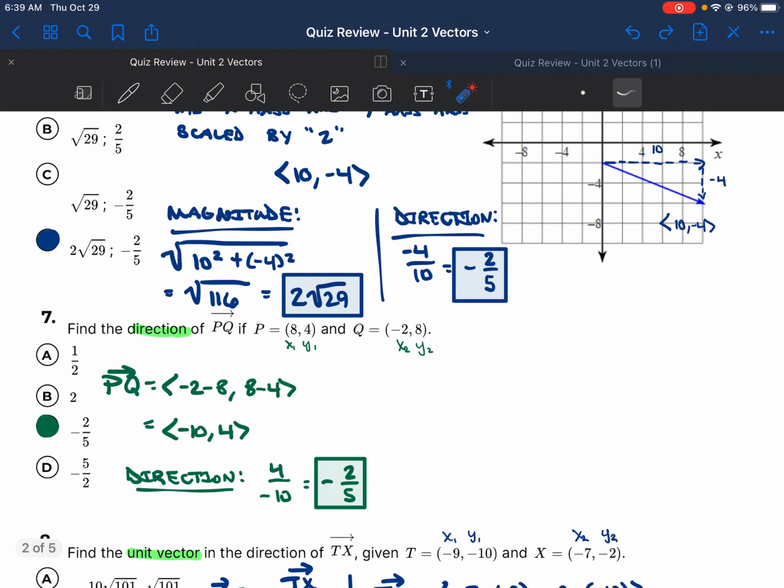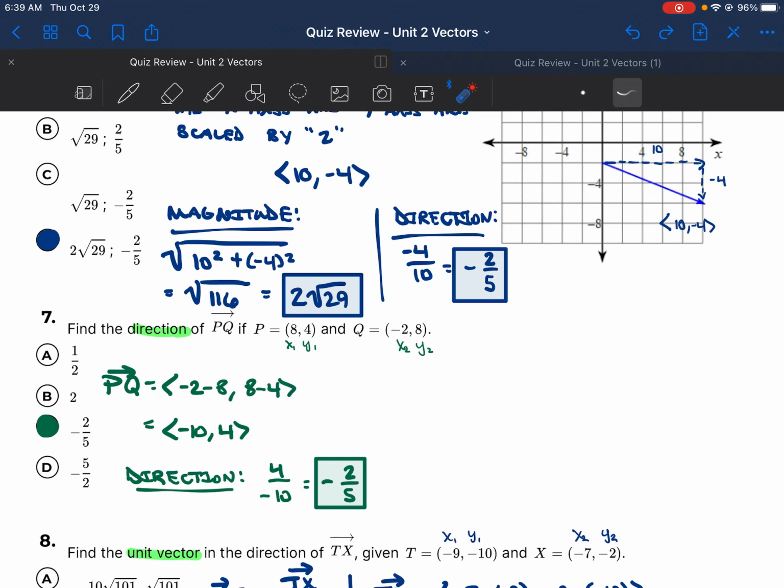In problem 7, we want to find the direction of vector PQ if the initial point P is (8, 4) and the terminal point Q is (-2, 8). First, just like in the previous problem, let's go ahead and write our vector in component form. So we will do terminal point minus initial point. We get x2 minus x1, negative 2 minus 8, y2 minus y1, 8 minus 4. This gives us components negative 10 and positive 4.